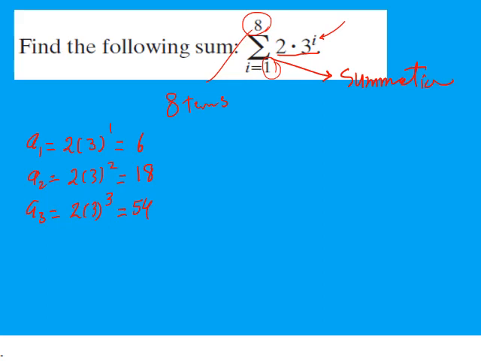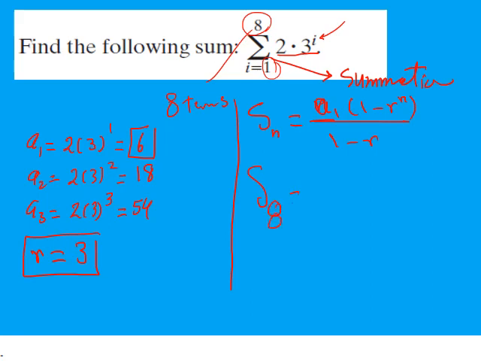So it's clear that the first term is equal to 6, and it's a geometric sequence. Every time you are multiplying by 3, so the common ratio is equal to 3. So Sn for the geometric sequence is equal to A1 multiplied by 1 minus r to the power of n, over 1 minus r. I want to find the sum of 8 terms. For A1, which is 6, 1 minus r to the power of 8, which is 3 to the power of 8, over 1 minus 3.